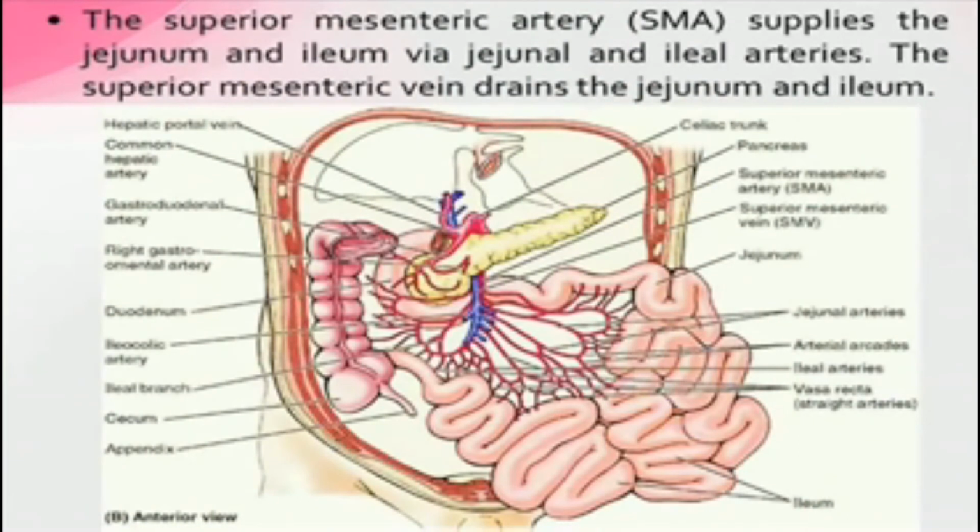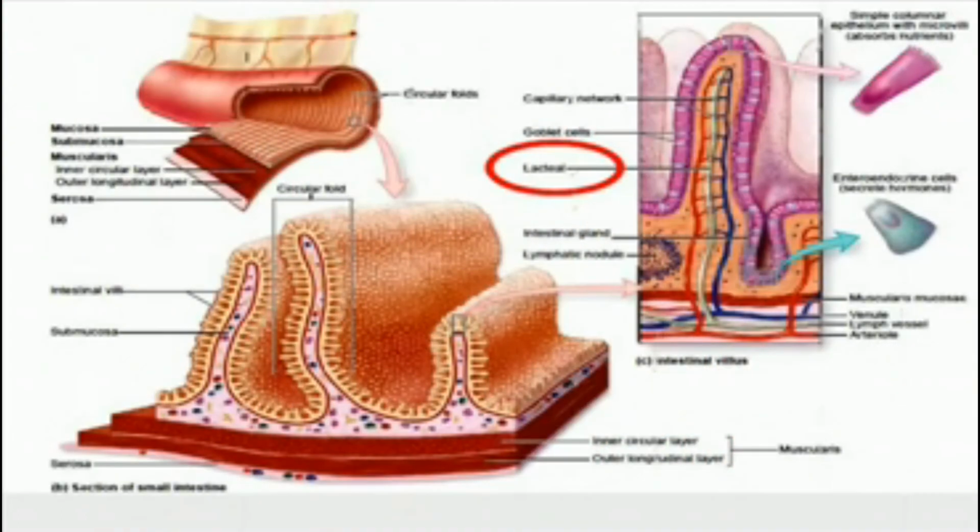The superior mesenteric artery supplies the jejunum and ileum via jejunal and ileal arteries. The superior mesenteric vein drains the jejunum and ileum. Specialized lymphatic vessels in the intestinal villi, lacteals, empty their milk-like fluid into the lymphatic plexuses in the wall of the jejunum and ileum. The lacteals drain in turn into the lymphatic vessels between the layers of the mesentery.